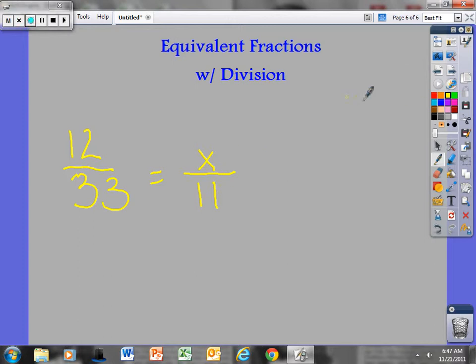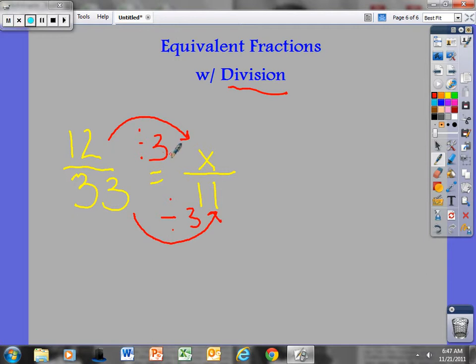I'm going to take what I know. I see that I'm getting smaller, so we're doing equivalent fractions with division, so I'm going to divide. What do I divide 33 by to get 11? I'm going to divide by 3. Whatever I do to the bottom, I must do to the top. I divide this by 3. 12 divided by 3.